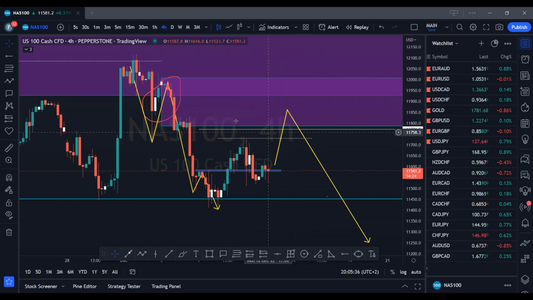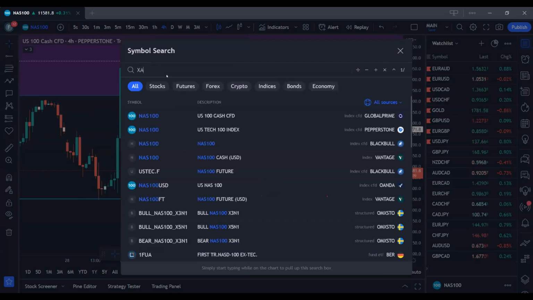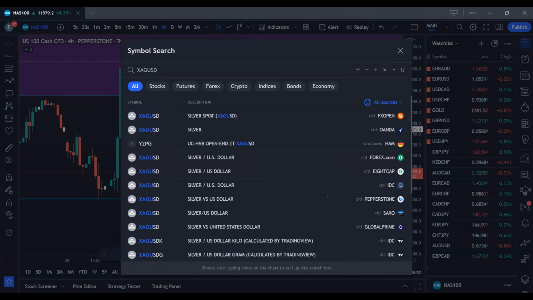Okay, hope that makes sense, Mr. Shelfumi. I'm sorry, I can't give you an exact zone to take entry on NAS right now because that's not fully set up for me. Okay. So let's check out silver. Is this silver now? XAGUSD.